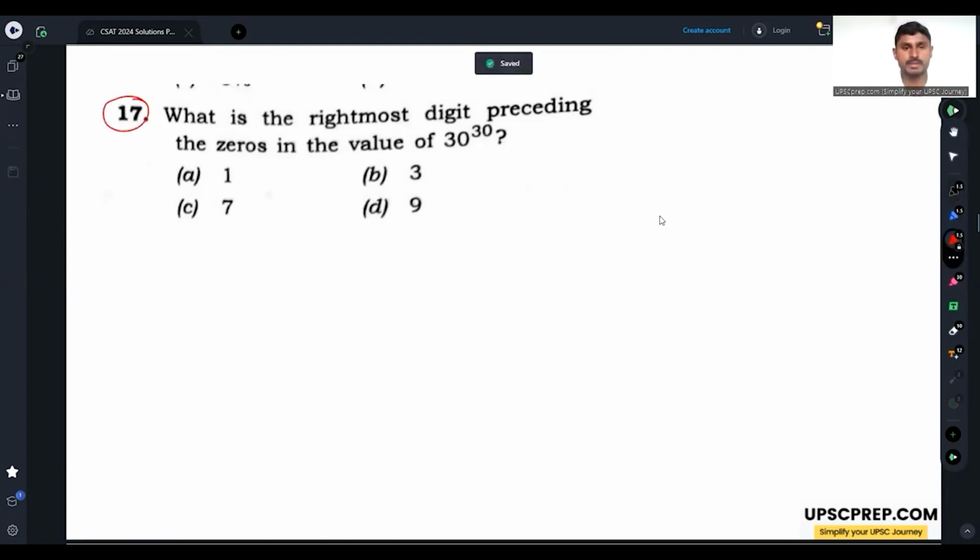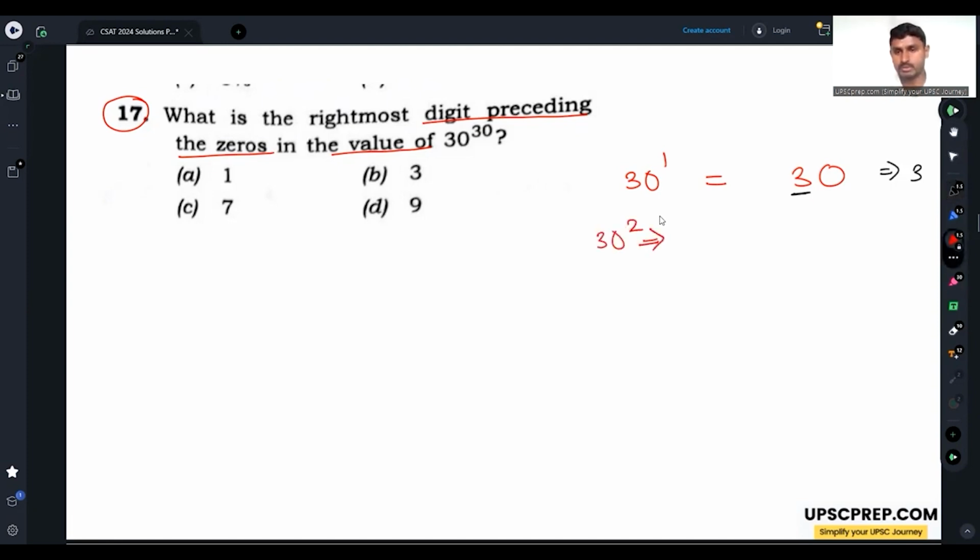See this next question. What is the rightmost digit preceding the zeros in the value of 30 raised to 30? Okay, so we have to find out the rightmost digit. So first see, let's say if I make 30 raised to 1, I will get 30 as the answer, right? If I just write 30 raised to 1, I will get the answer as 30 only. So what is the rightmost digit in this case, before 0? It is 3, right? It is 3 here.